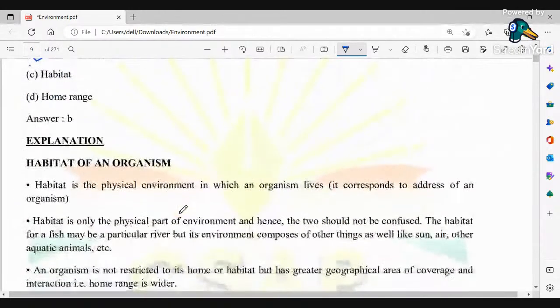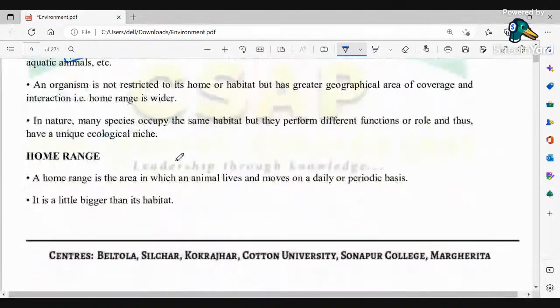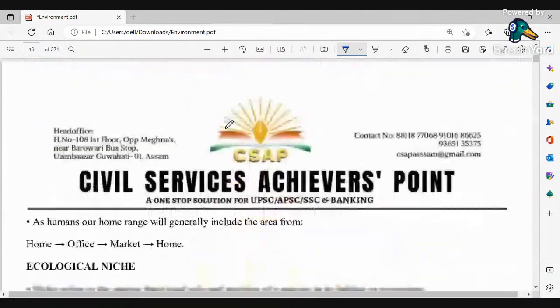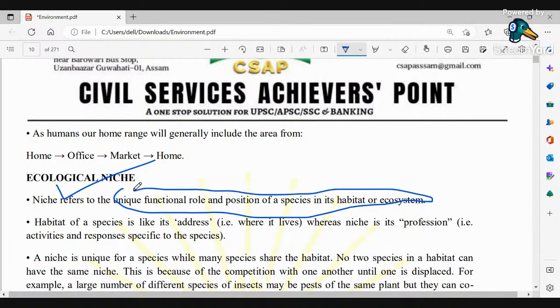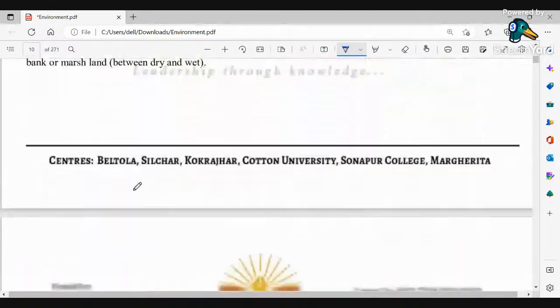Okay, so you have got the definition of habitat over here. Okay, definition of home range over here. Ecological niche is also referred to over here, which refers to the unique functional role and position of a species in its habitat or ecosystem. Okay, coming to the next question.